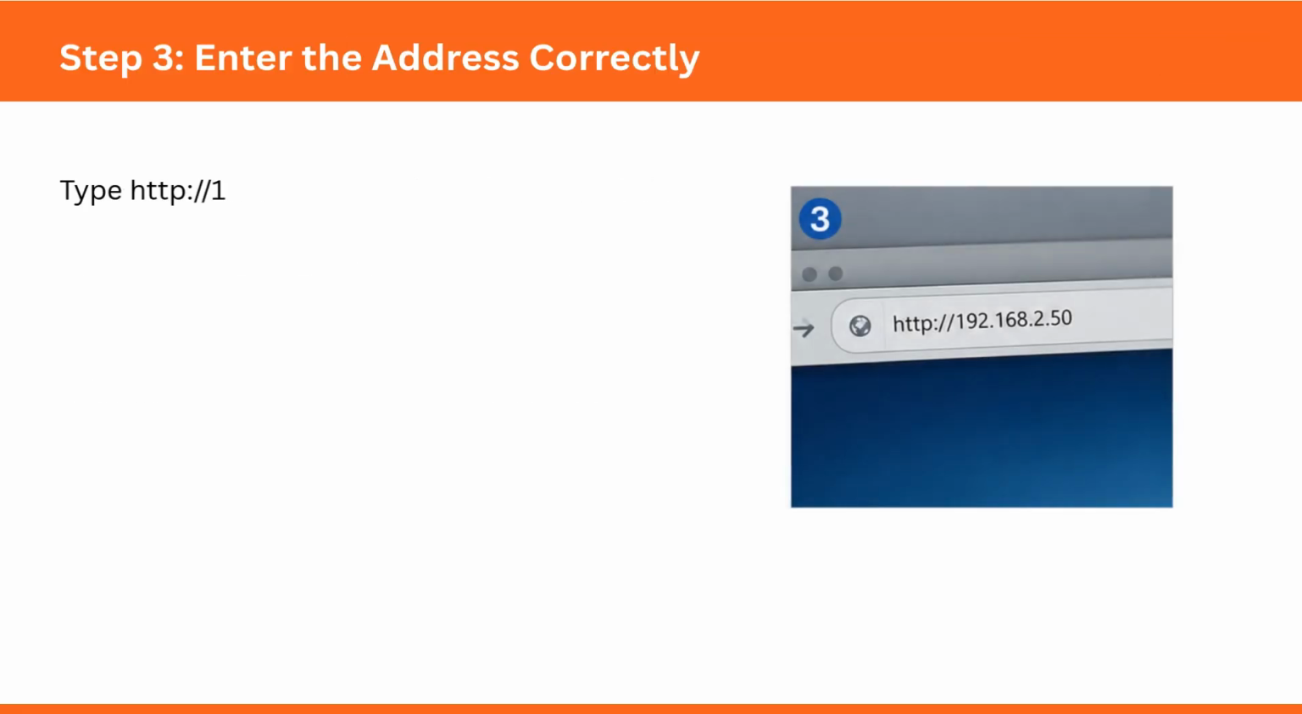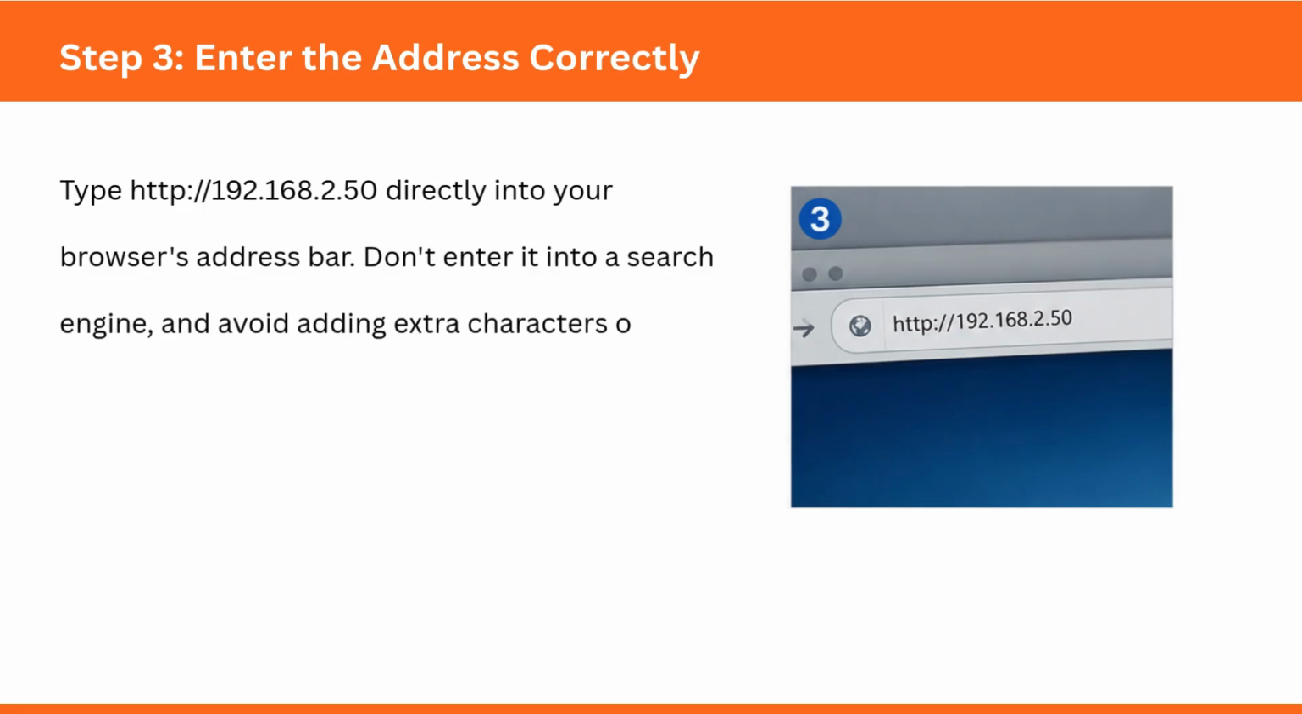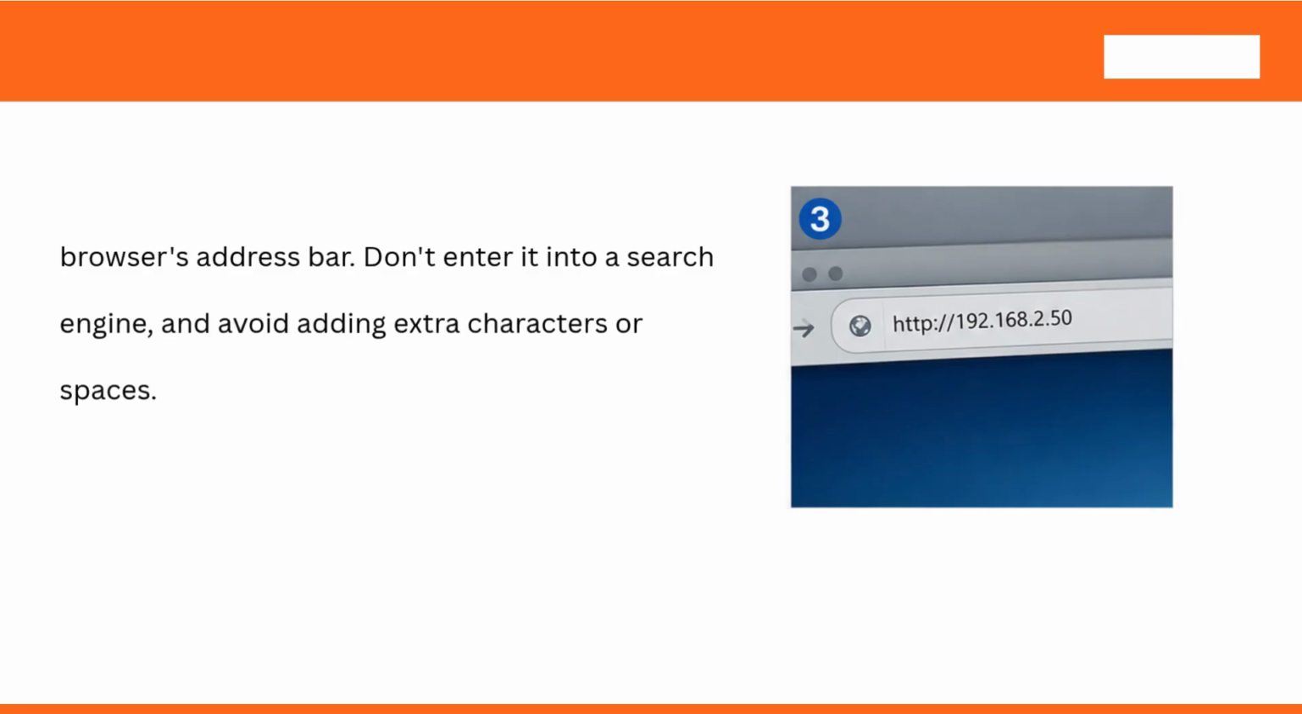Step 3. Enter the address correctly. Type http://192.168.2.50 directly into your browser's address bar. Don't enter it into a search engine, and avoid adding extra characters or spaces.